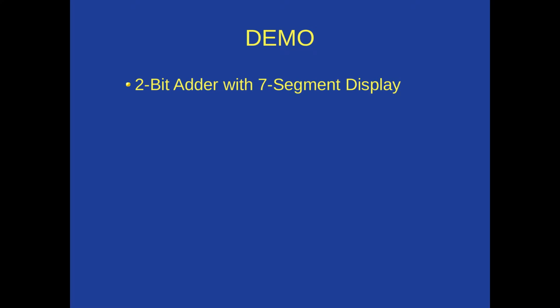All right, so it's demo time. And for this demo, I want to pick on the example we've been picking on, a 2-bit adder. But instead of having 3 lights for the output, we want to actually use the output as a little 7-segment display, something that displays a number that looks like a number we're used to.